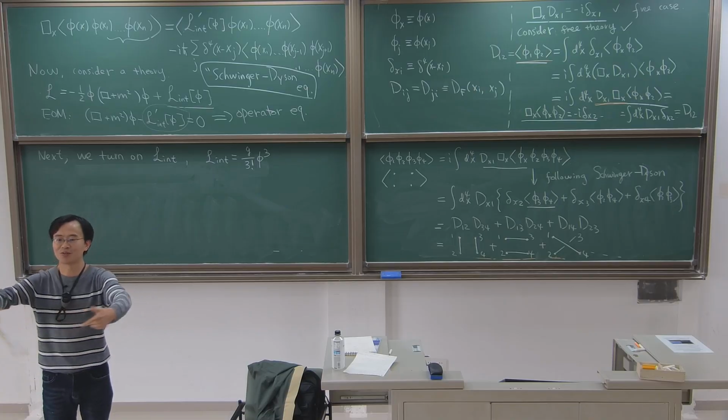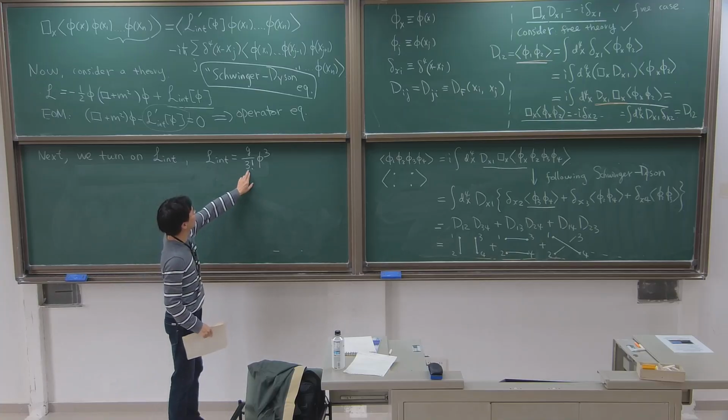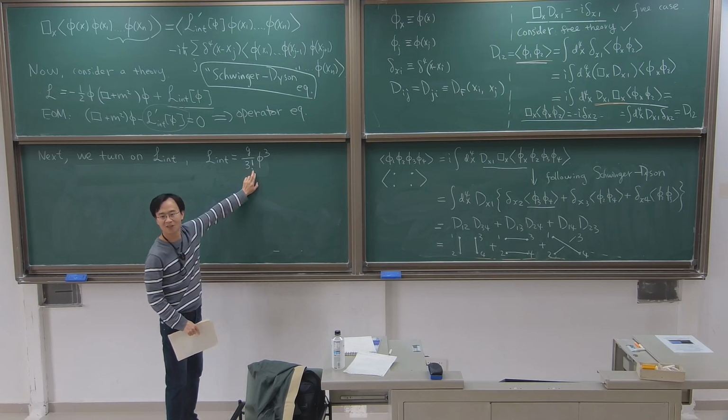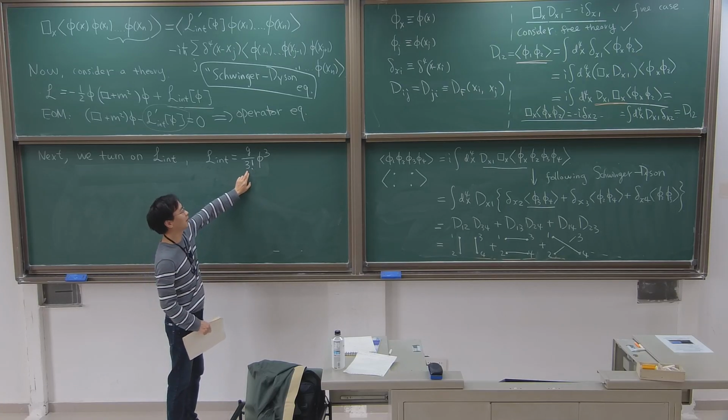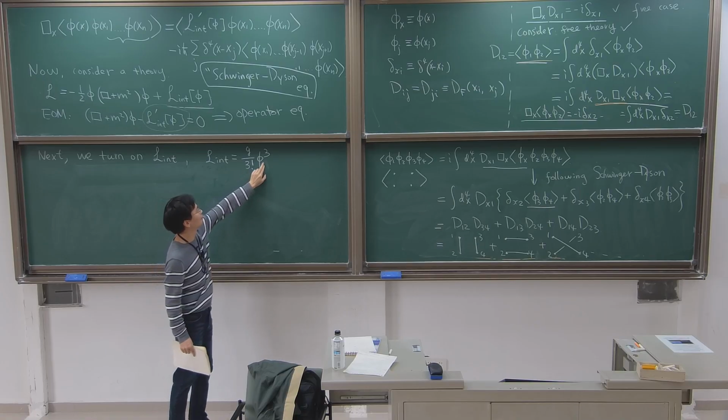Coupling the interaction process. Now this is the 3 factorial. We will explain why we prepare such a fancy factor here. We will soon explain that. And then this is the other factor.